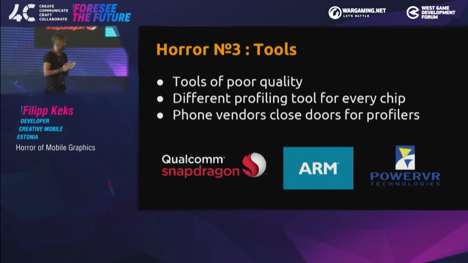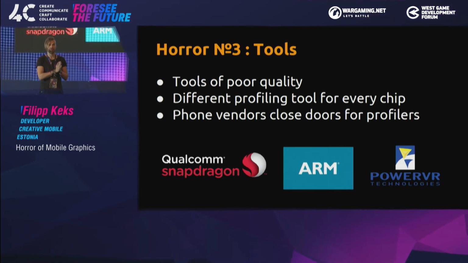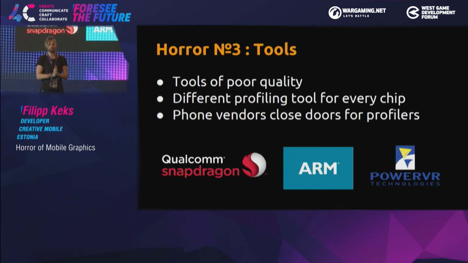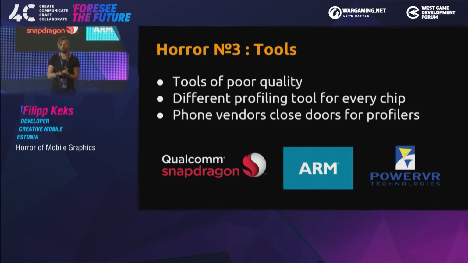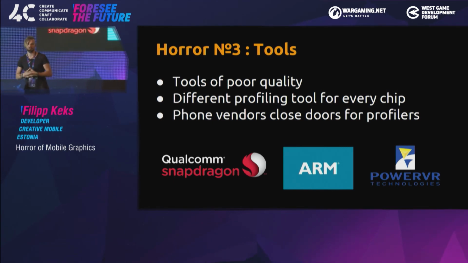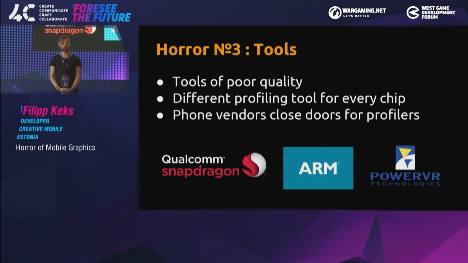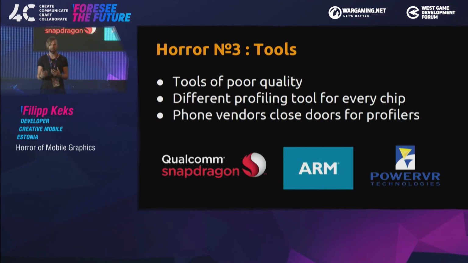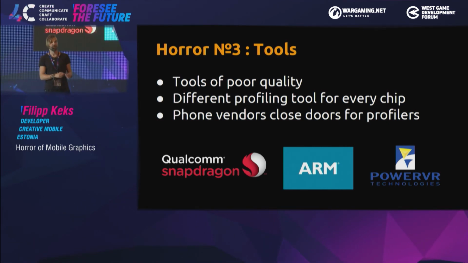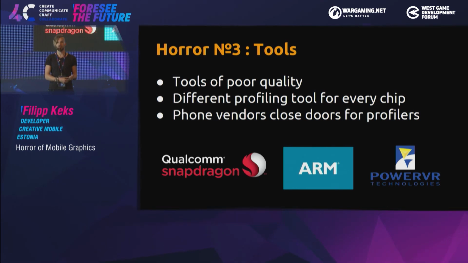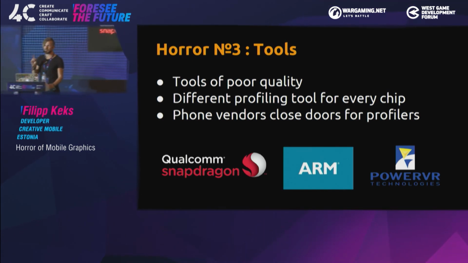The next horror: tools. Unfortunately, hardware manufacturers are usually bad software manufacturers. So all tools released by hardware manufacturers are of a very poor quality. Mobile phone manufacturers are present on the market and they have their own chips, several versions of these chips. And this means that there are more profilers and tools for analyzing GPU performance.